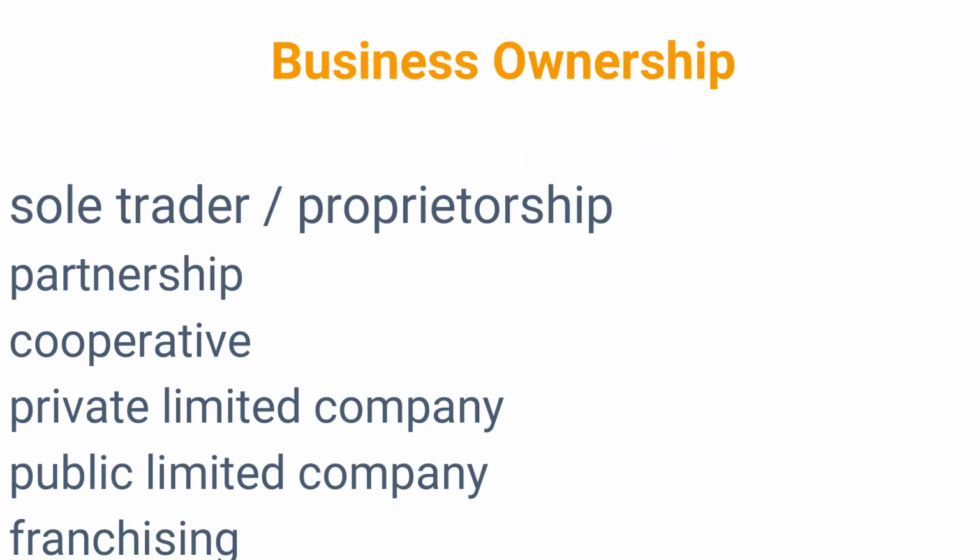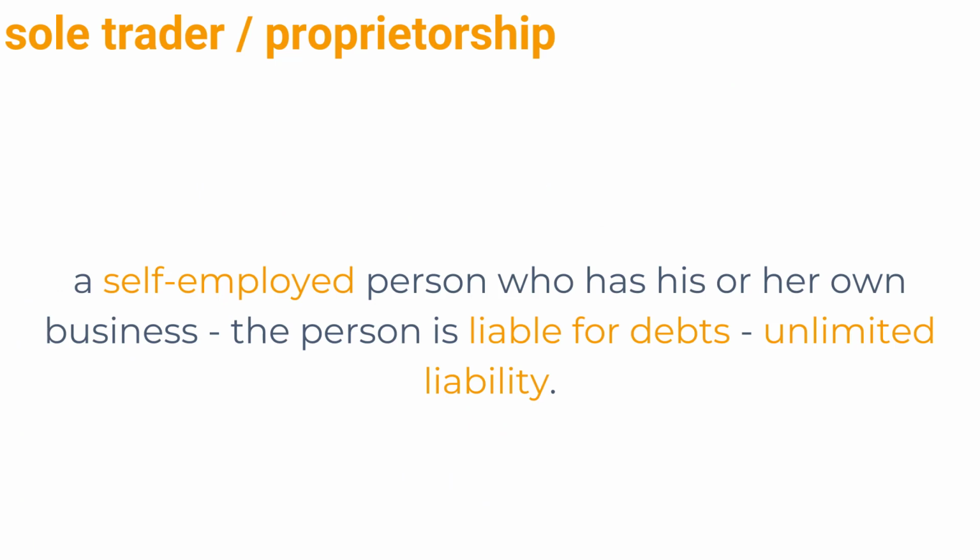So what kind of types of ownership are we looking at? So for the purposes of a business English course, we're going to look at these types of business ownership: a sole trader, a partnership, a cooperative, a private limited company, a public limited company, and franchising. And I'm just going to go through each definition of these types of ownership. So let's have a look at a sole trader.